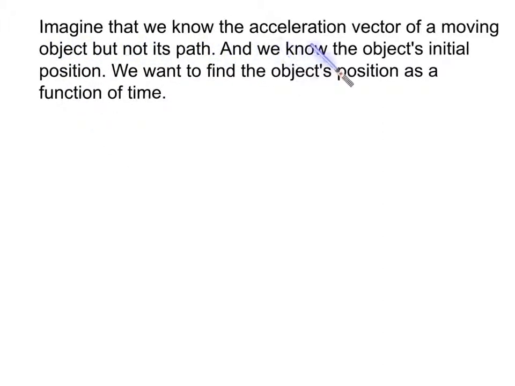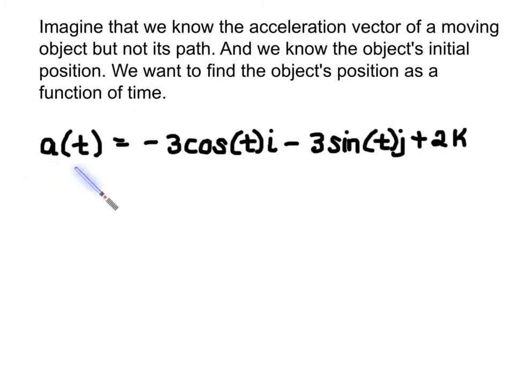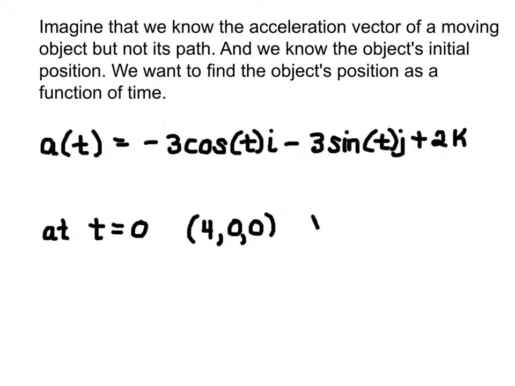Imagine that we know the acceleration vector of a moving object, but not its path, and we know the object's initial position. We want to find the object's position as a function of time. Here we have the acceleration function with respect to time: negative 3 cosine t in the i direction, minus 3 sine t in the j direction, plus 2 in the k direction. At t equals 0, the particle starts at a position of 4 units in the i direction and no units in the j and k direction. And the velocity at time 0, the initial velocity, is 3 units in the j direction.